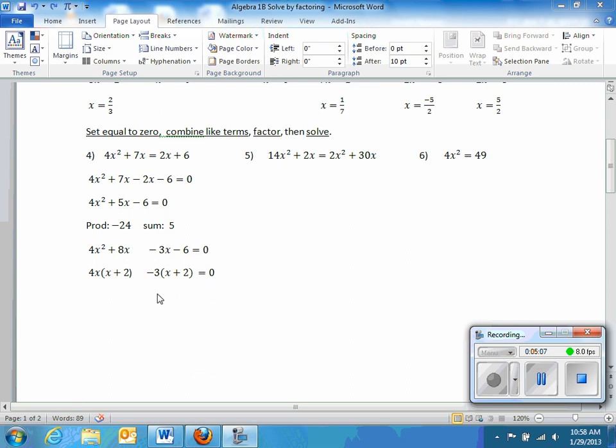All right, that makes my two factors. One of them is the x plus 2, and the other factor is formed by the two things I pulled out, 4x minus 3.